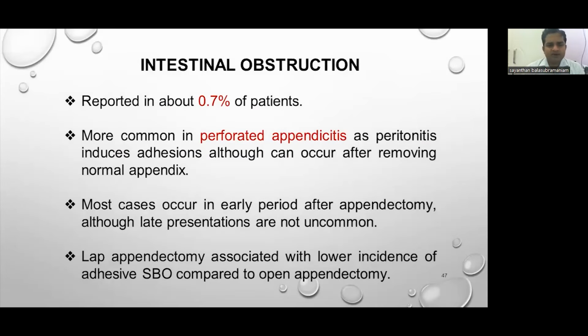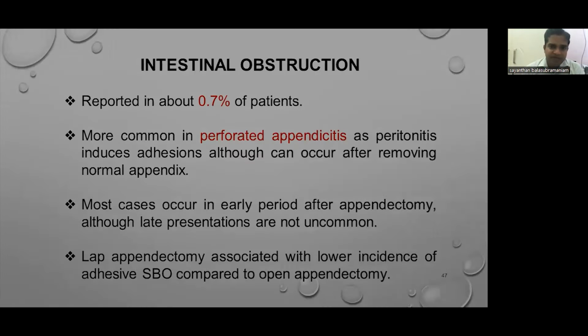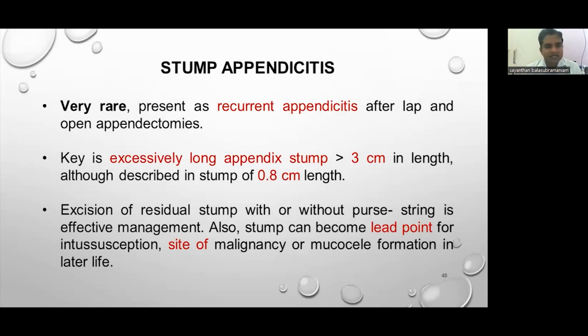Intestinal obstruction is not very common, very rare, but it's also possible, especially after perforated appendicitis. That means in perforated appendicitis, they may have pus and adhesions due to inflammation of the peritoneum. So this is another complication. Stump appendicitis is very rare, not a common thing, but in some difficult cases the surgeon may miss the stump. Some studies say a stump of more than 3 centimeters, but even some stumps of 0.8 centimeter have led to stump appendicitis.